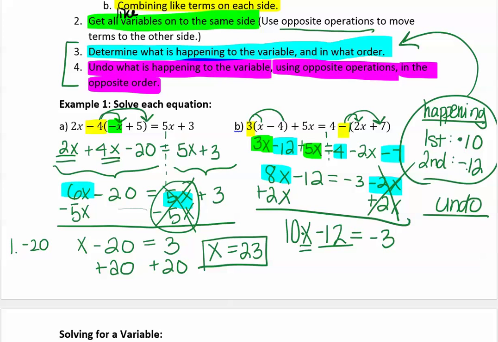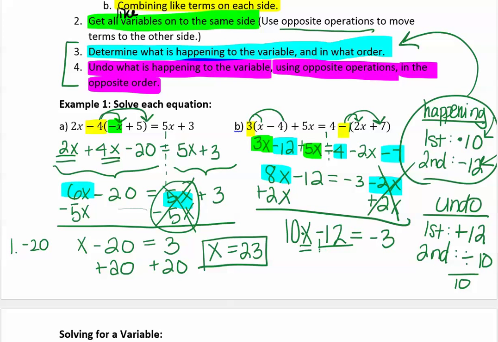Okay, we have two things now. So we have to pay attention to the order. We have to do it in the opposite order. So I'm going to undo these things in the opposite order. So the first thing I'm going to do is undo the subtracting 12. So you add 12. Second, I'm going to undo multiplying times 10. So I'm going to divide by 10. Although we don't really use this symbol, we just write over 10, right?